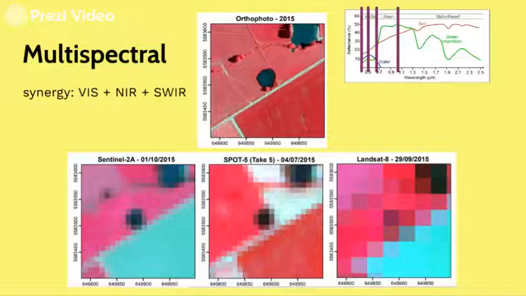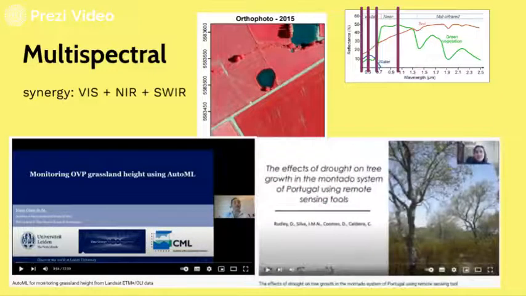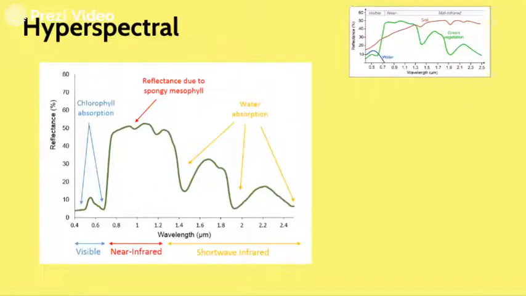You can also see how different resolution affects the image. You can follow the talks of Nuno and Radley on the usage of multispectral remote sensing. Usually, it's used as a vegetation index. Finally, hyperspectral is when the full spectrum is recorded.